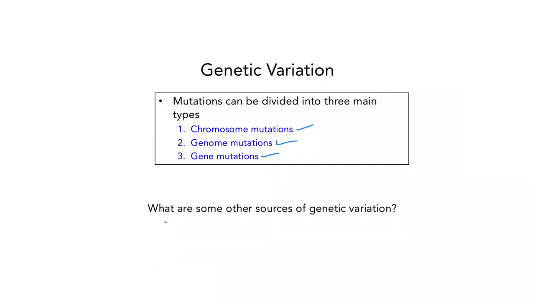Now, there are other sources of genetic variation. There can be recombination, so you can get new combinations of alleles in your gametes. Sexual reproduction is a big source of genetic variation via fertilization, where you can get new combinations of chromosomes via the fusion of gametes. You can also introduce new alleles to a population, and that would specifically be via migration.